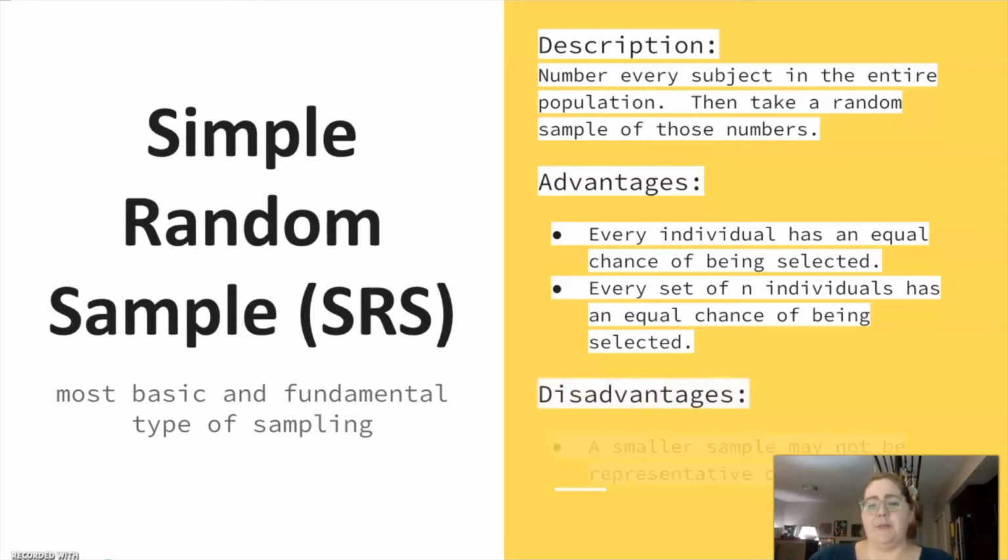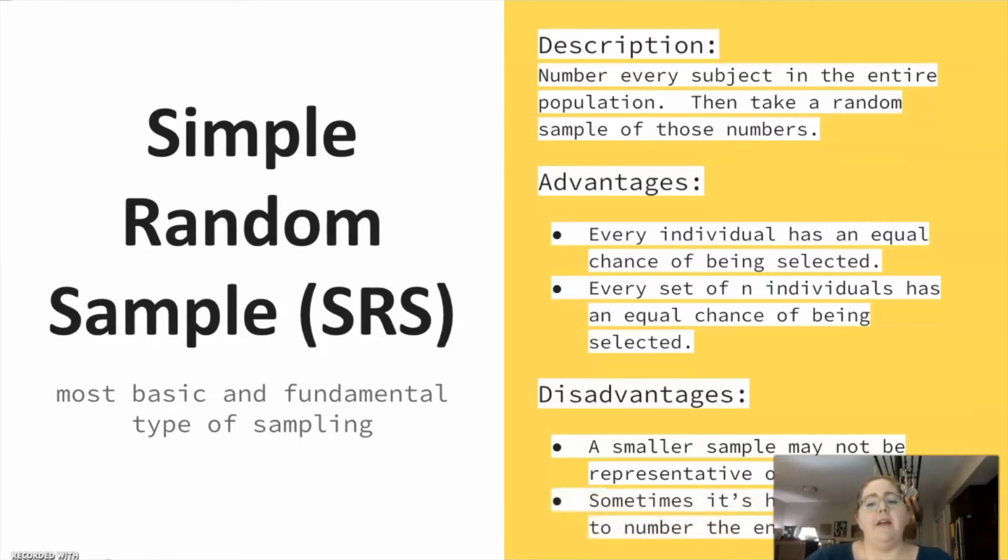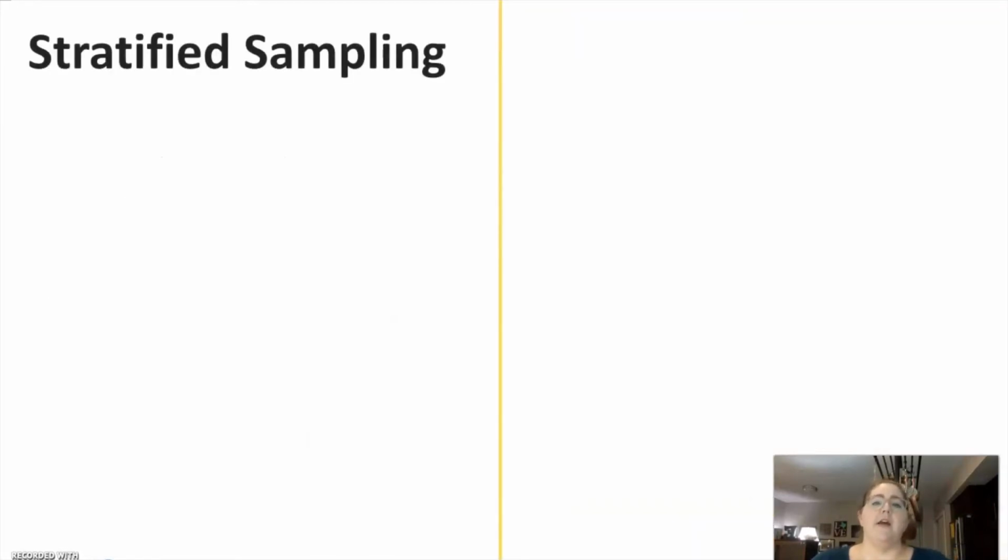Some disadvantages of a simple random sample are that a smaller sample may not be representative. If we have a really big population and a really small sample, it's certainly possible that our small simple random sample may not look like or be representative of the entire population. We could just get a bad or biased random sample by chance because we're taking such a small sample from a large population. Another thing to keep in mind is that sometimes it's either really difficult or almost impossible to number the entire population. That's usually the reason we don't always want to use a simple random sample, so we've got some other options. Another option we have is called stratified.